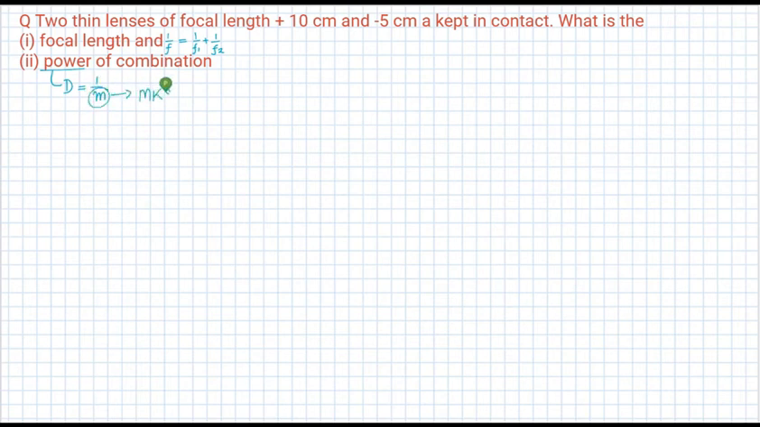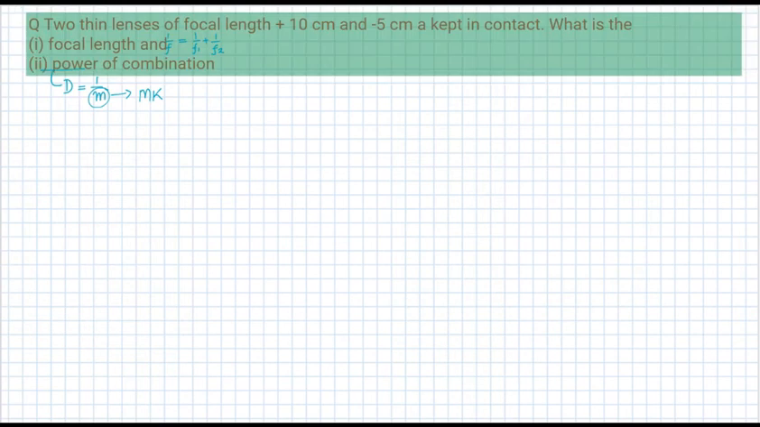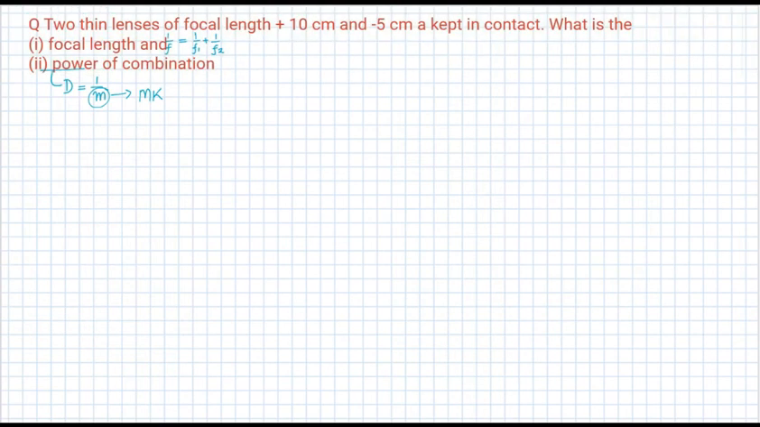MKS system. Fine. Meter, kilogram, second. Whereas your focal length, if you see properly, they are given in CGS system, centimeter, gram, second. So what you have to do, you have to convert your CGS before doing the calculation. First you will convert the CGS into meter. Fine.